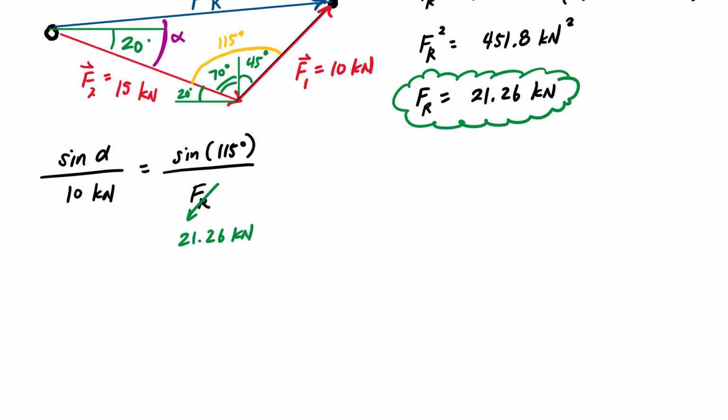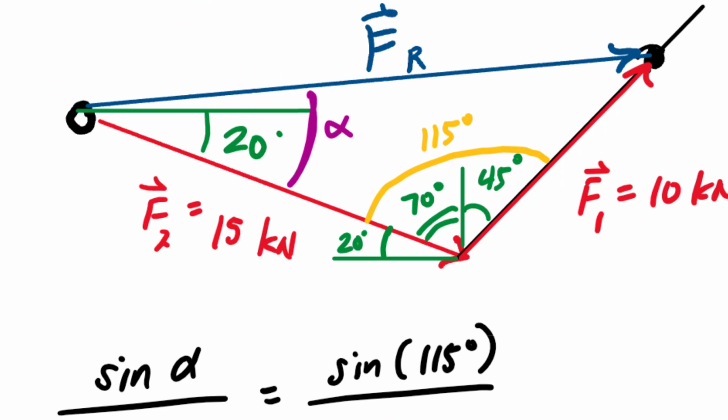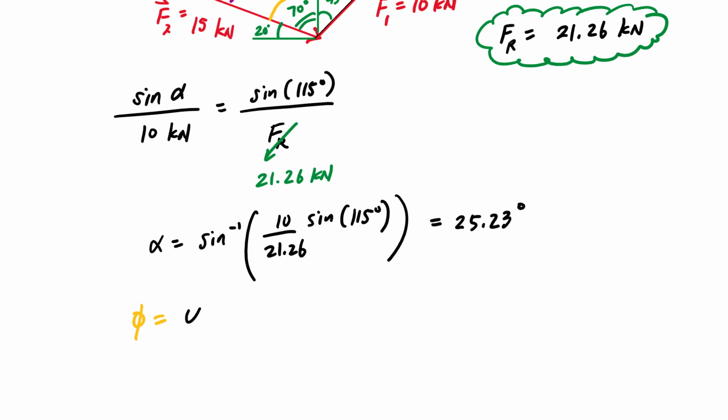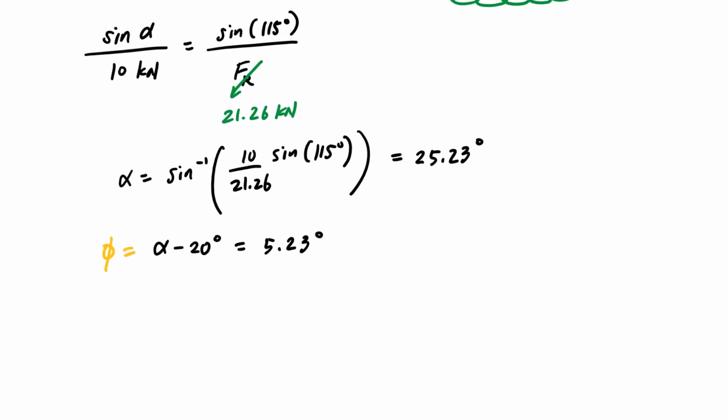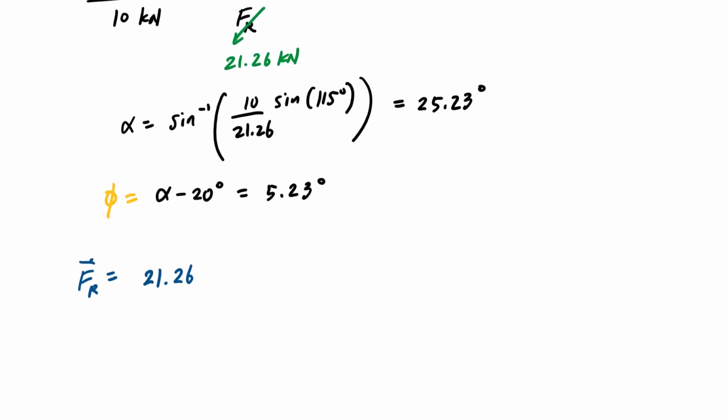And so now I've got one equation, one unknown, alpha, 25.23 degrees. Then the angle between here, I'll call this phi, is equal to alpha minus 20 degrees, which is 5.23 degrees. And so my final result here is that FR has a magnitude of 21.3 kilonewtons at an angle relative to the horizontal of 5.23 degrees.